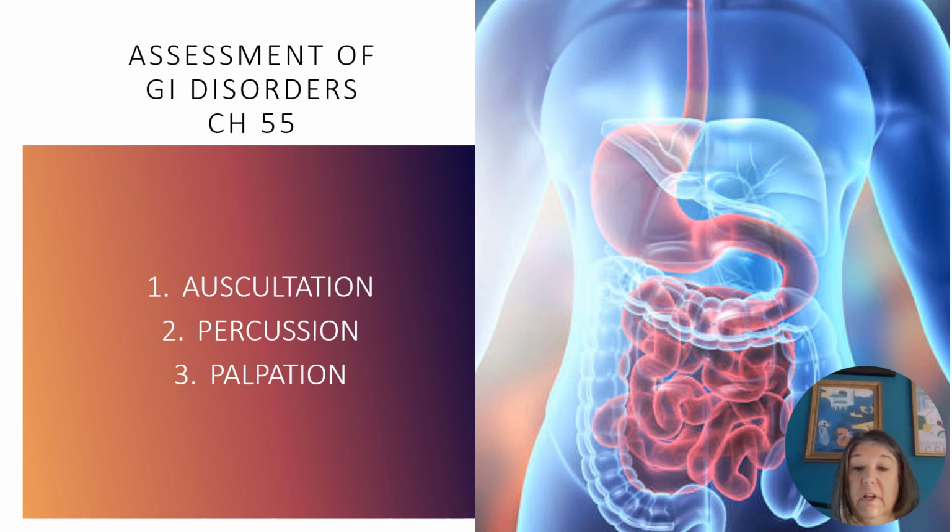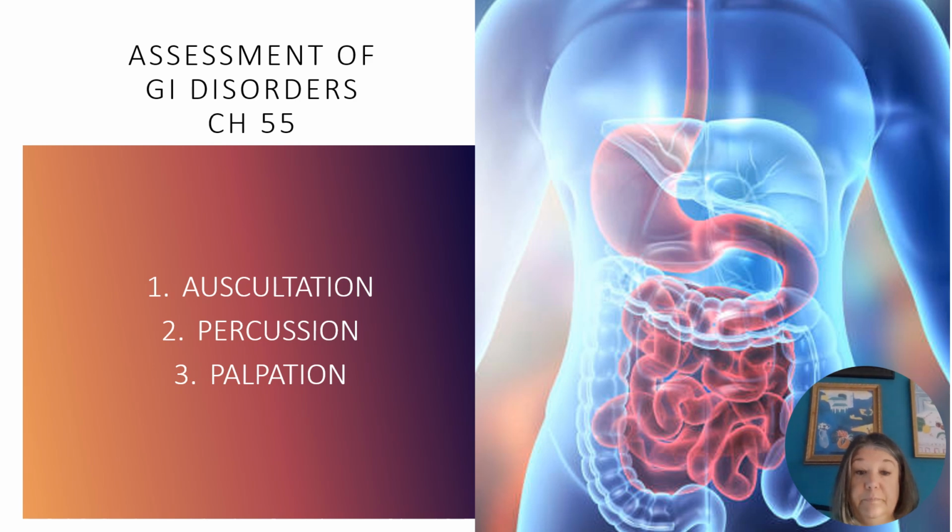So we don't forget, when we are talking about GI stuff, percussion and palpation occur after auscultation, right? Normally they come before, but with GI, percussion and palpation come after auscultation because we don't want to move things around and change the sounds that we're hearing, right? So there's potential manipulation of abdominal contents. So we auscultate and then we percuss.